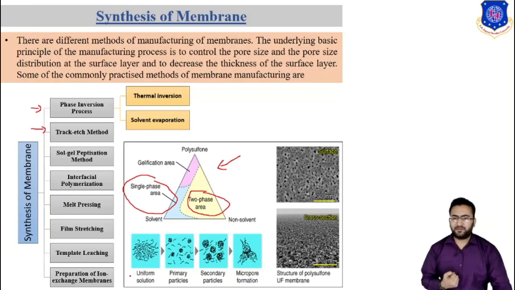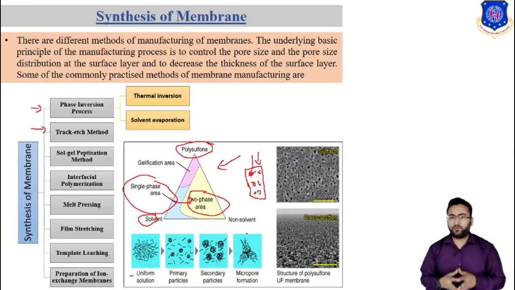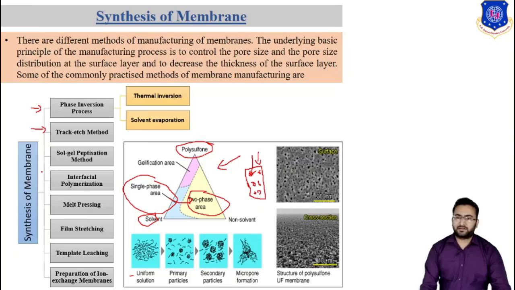in which a single phase, which is a solvent plus polymer solution, is transferred to a two-phase system where solidification of the membrane occurs, and the liquid solvent that cannot be converted into a solid is evaporated using heat. So it makes pores in the membrane. If we remove this liquid, we get pores in the membrane and we get the porous membrane.